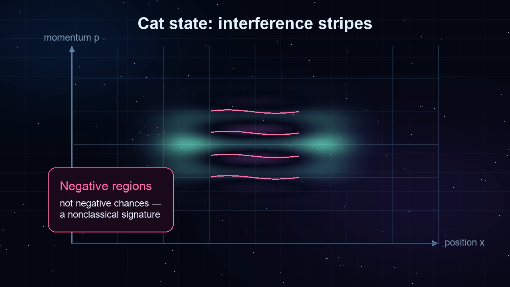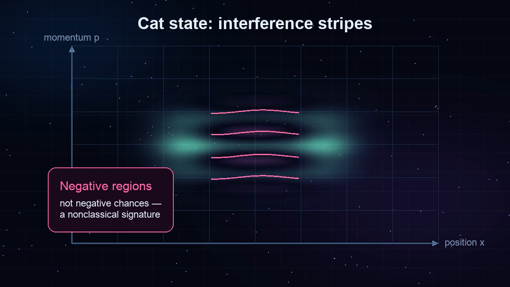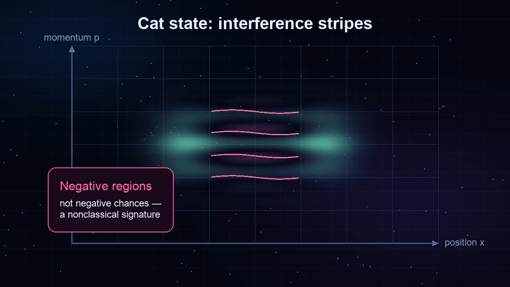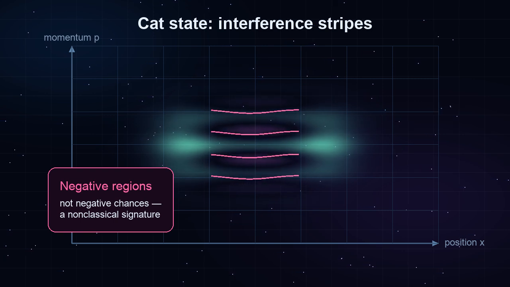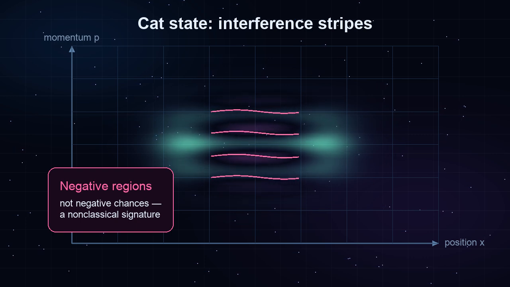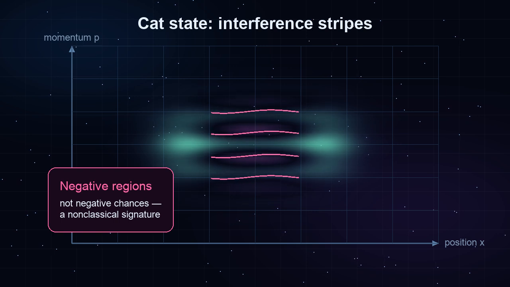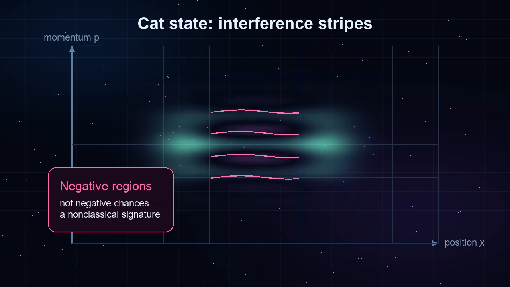Negative Wigner values do not mean negative chances. They mean no ordinary joint probability over position and momentum can explain this state. The negativity is a fingerprint of genuinely quantum interference. That is why Wigner functions are useful in quantum optics and quantum computing.